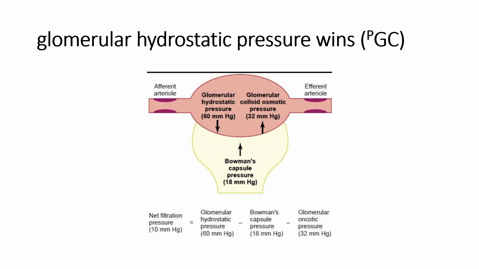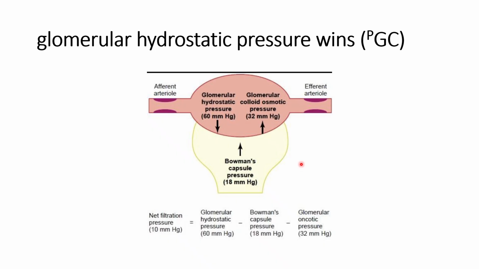So to summarize, filtration in the glomerulus is driven by pressure. The main force pushing out is glomerular hydrostatic pressure, and the forces opposing it are the hydrostatic pressure in the Bowman's capsule and the oncotic pressure of the plasma proteins inside the capillary.